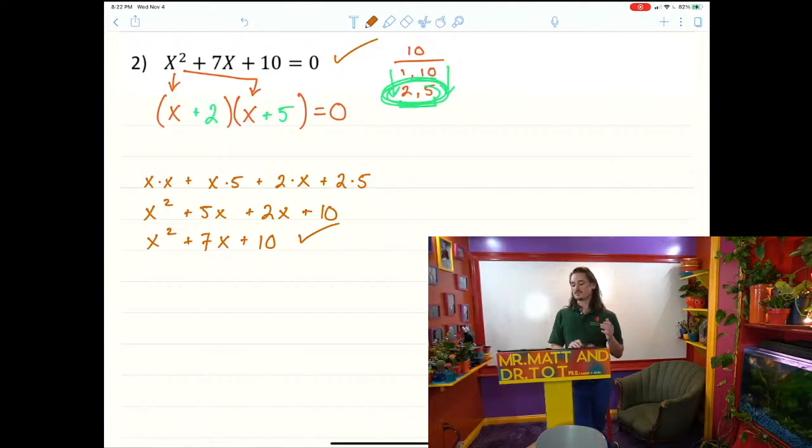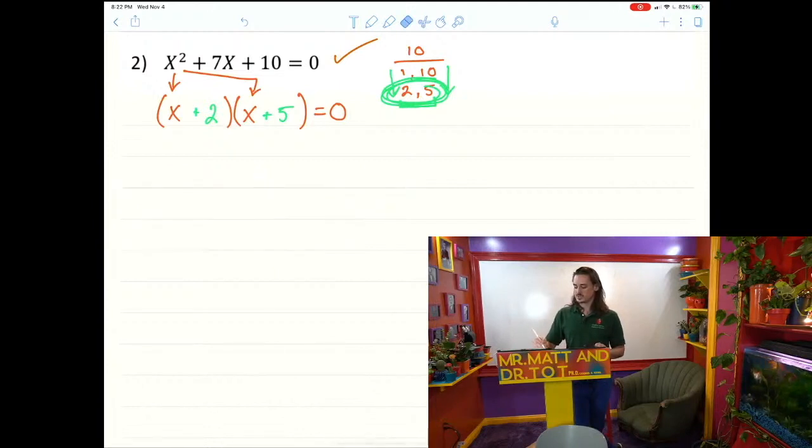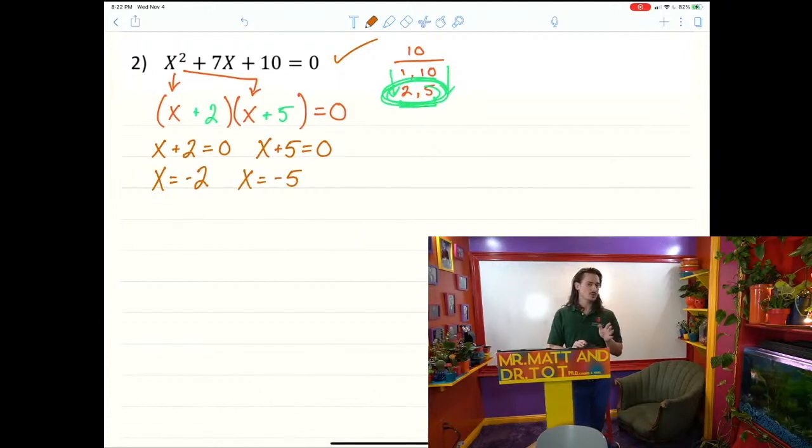Remember that FOILing is the opposite of factoring, so you can always FOIL out to make sure that you did the process correctly. If I asked you to solve, then we could use the principle of zero products here and set each of these factors equal to 0. So I could say that x plus 2 must equal 0, and I could say that x plus 5 must equal 0. Therefore, x would be equal to -2, and x would be equal to -5. I didn't ask you to solve, but that's just for your own information.